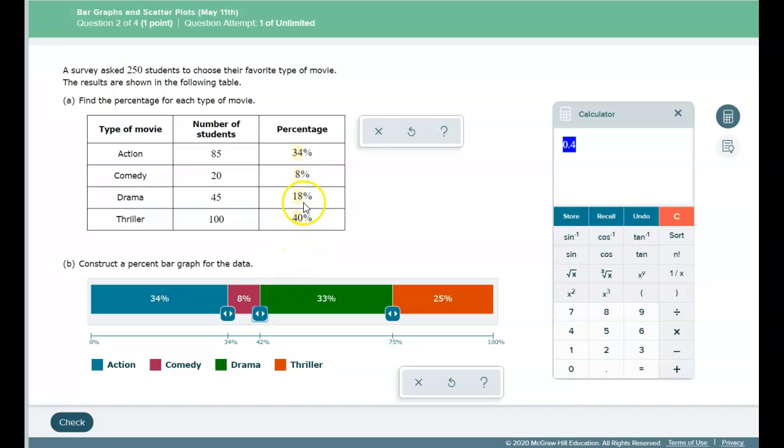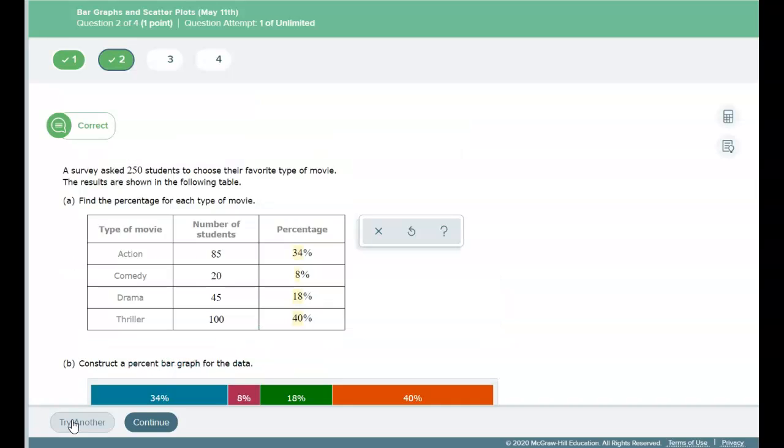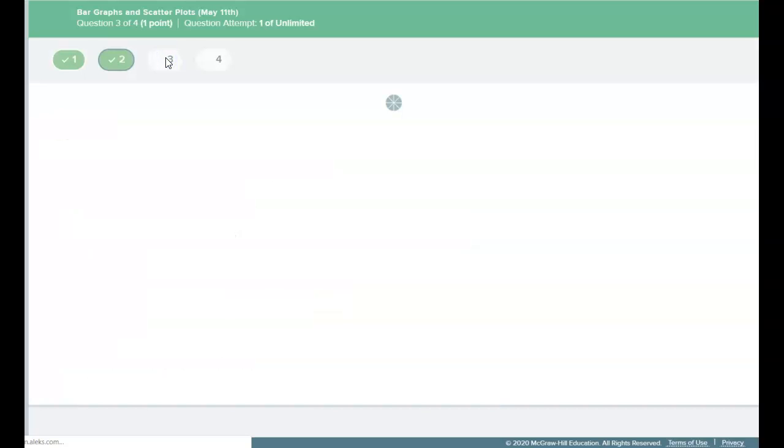Then next, the drama is green and it's 18%. So I'm going to click my arrow and move it down to 18%. And then last, hopefully this one should be right if I did all the other ones right, and it is. The thriller was 40% and I have 40% there. And then I can go ahead and check it. And it was right again. So let's look at the next one.